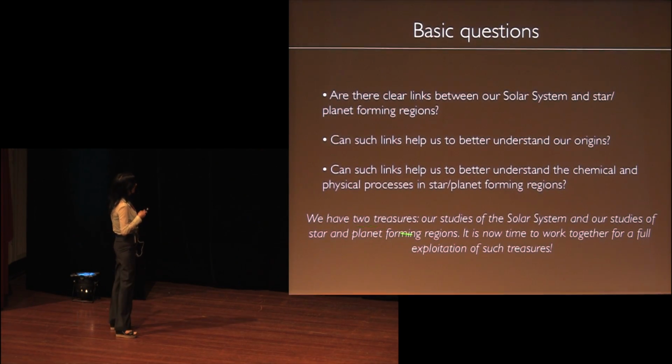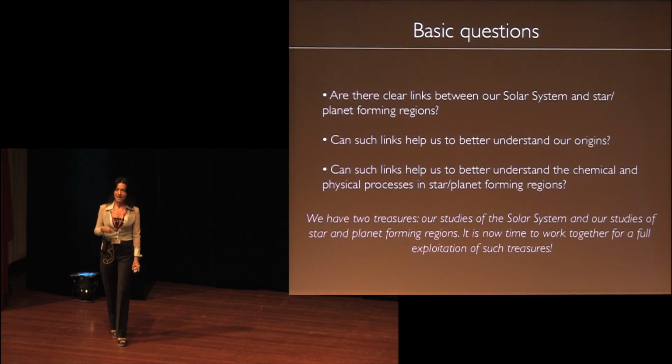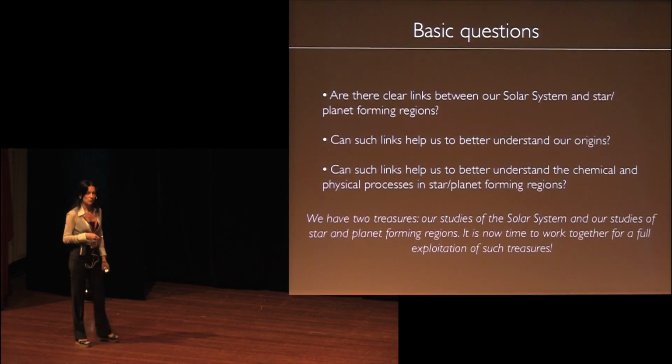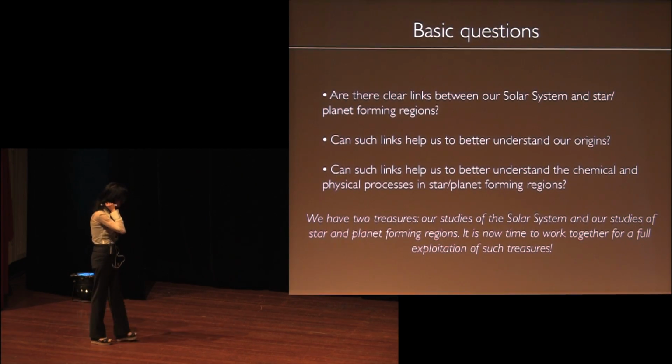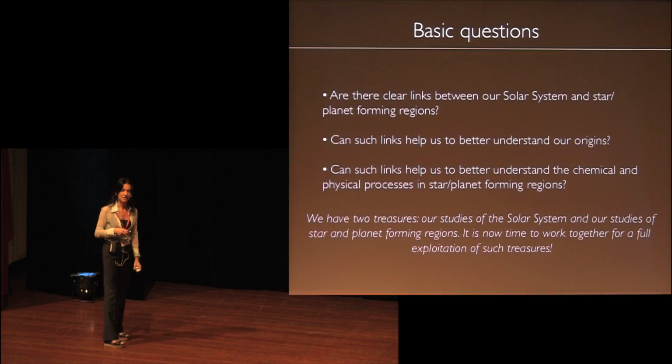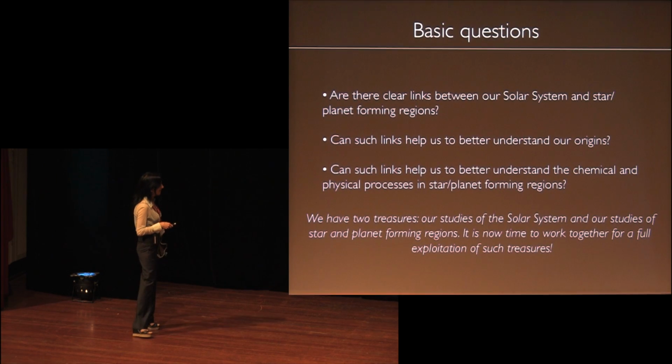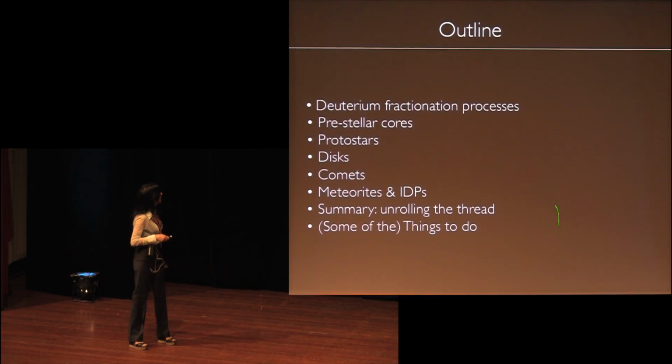Just to point out again that we really have two treasures now. With all the data that we can gather for star and planet formation, things, of course, are going to get better and better. And the fact that we have very detailed measurements for our solar system bodies means it is really time to start to work together for a full exploitation of these treasures.